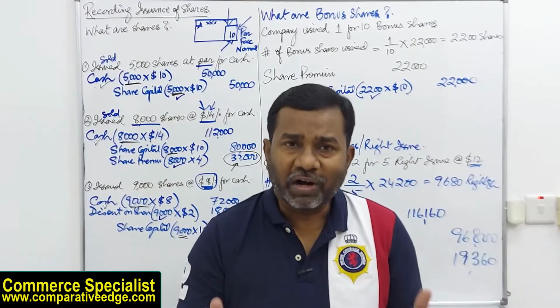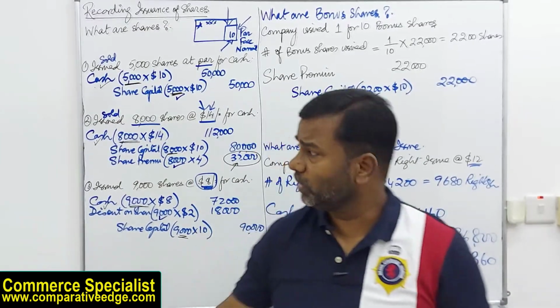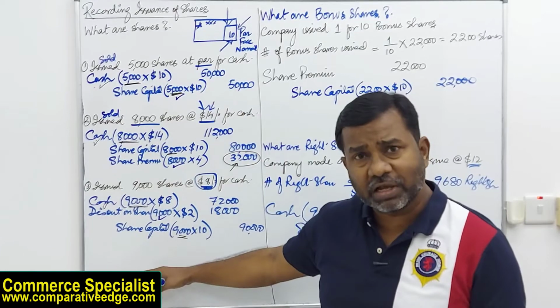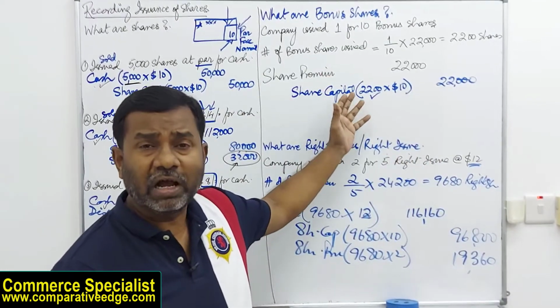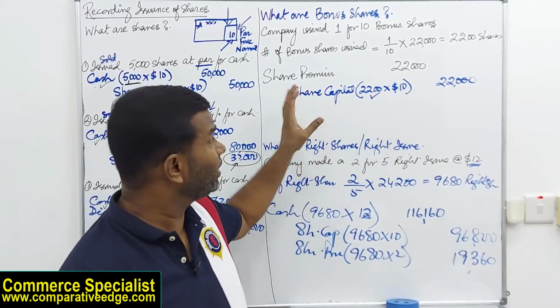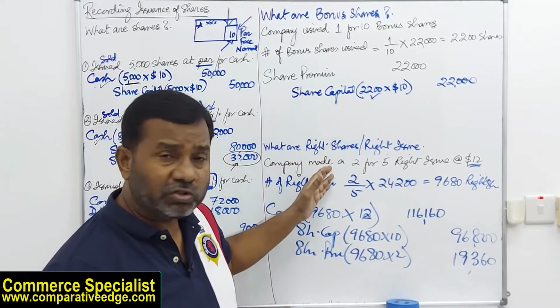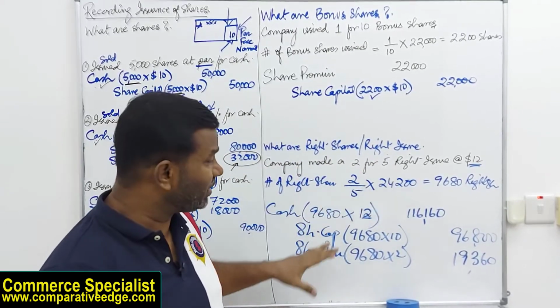So guys, I hope you have understood this, the double entry for recording shares at par, premium and discount. What are bonus shares? How to calculate the number of bonus shares? What is the double entry? What are rights shares? How to calculate rights shares? What is the double entry?